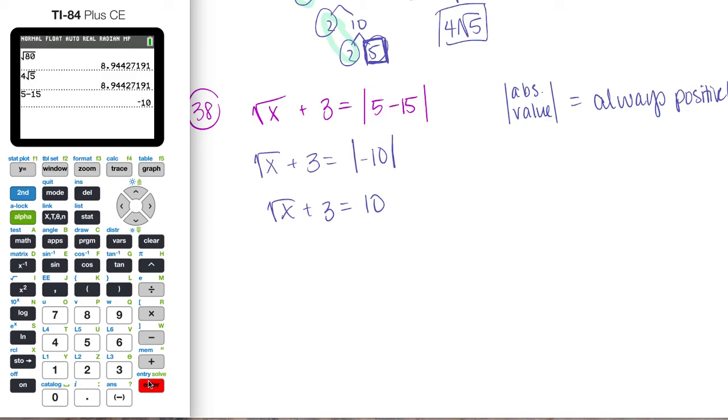Then we're just going to solve like normal. We're going to get that x by itself. Subtract 3 from both sides. Square root of x is 10 minus 3, which is 7. Then to undo the square root, we're going to square both sides. So cross out, and x equals 49.